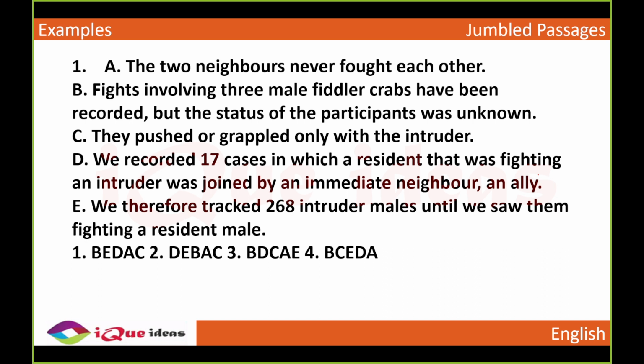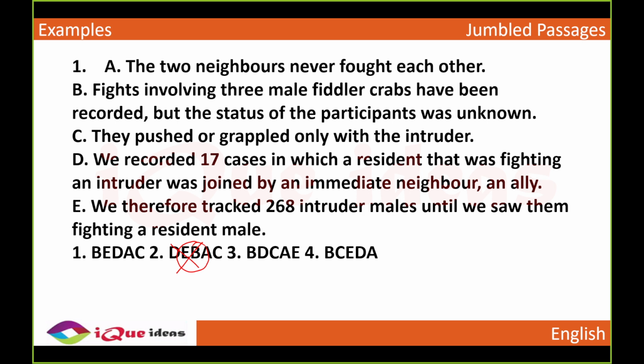So if we say D, we record cases, but B starts with a general sentence that we have seen the fight between crabs, we have recorded it, but we don't know what happened to those who participated in it. So if I say that starting with B is a great option, then D, E, B, A, C is reasonably eliminated. Now what will come after B?